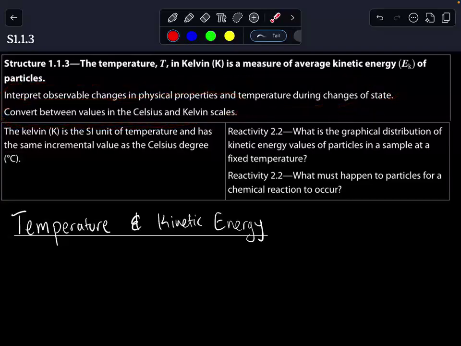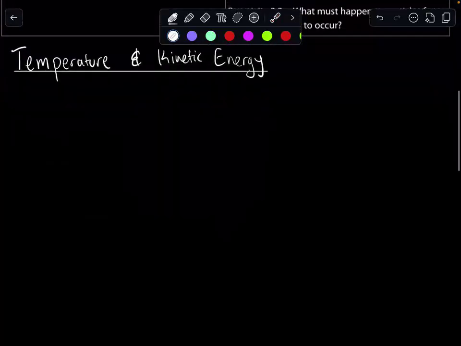Something that we will need to know, the main concept, is that Kelvin is the SI unit of temperature and has the same incremental value as Celsius. So, with all that out of the way, let's just jump right into it.